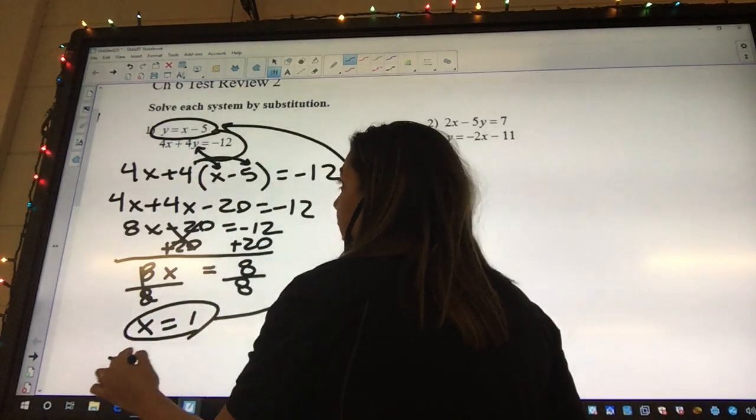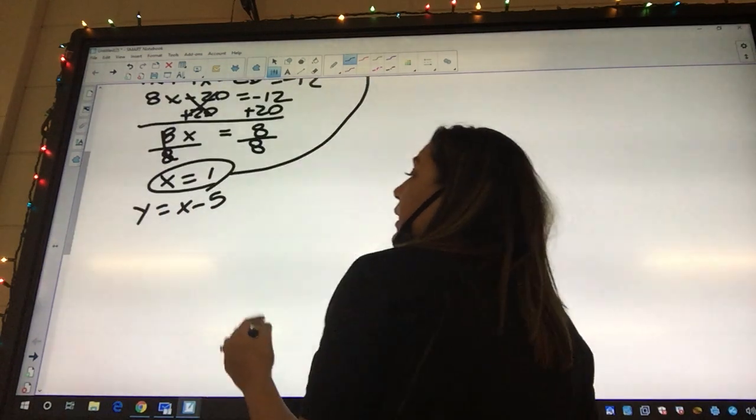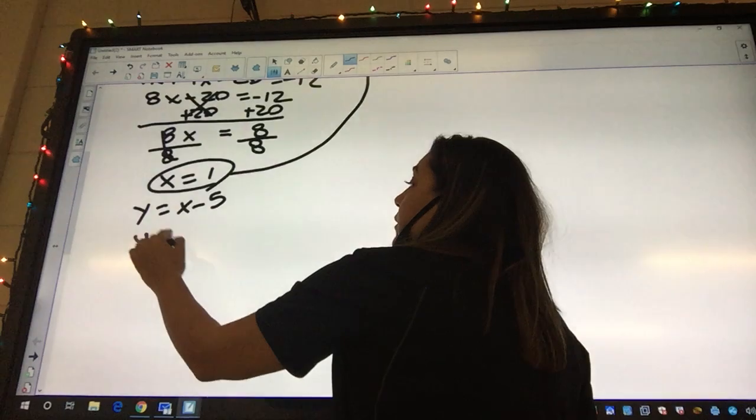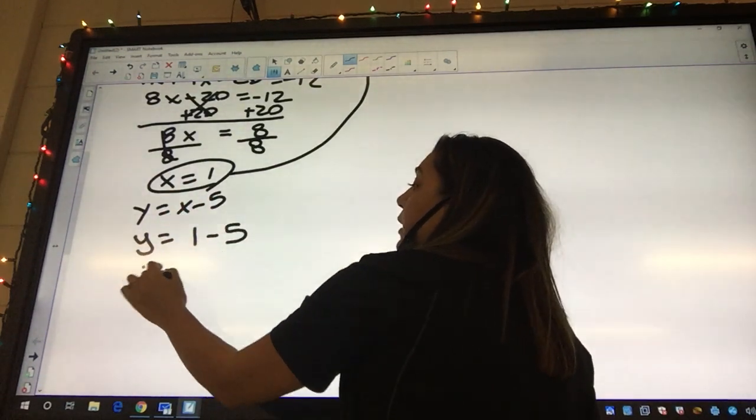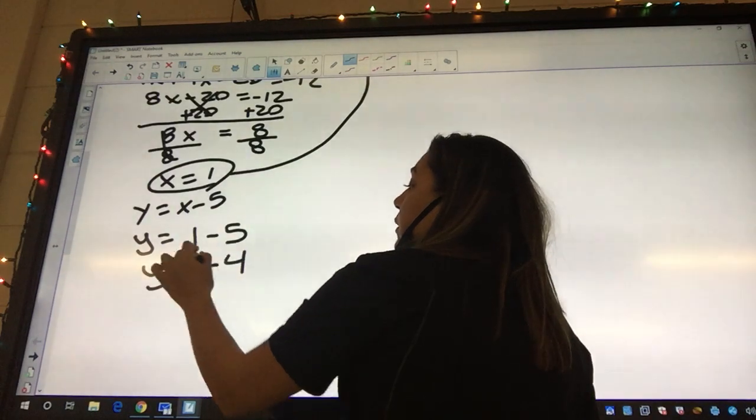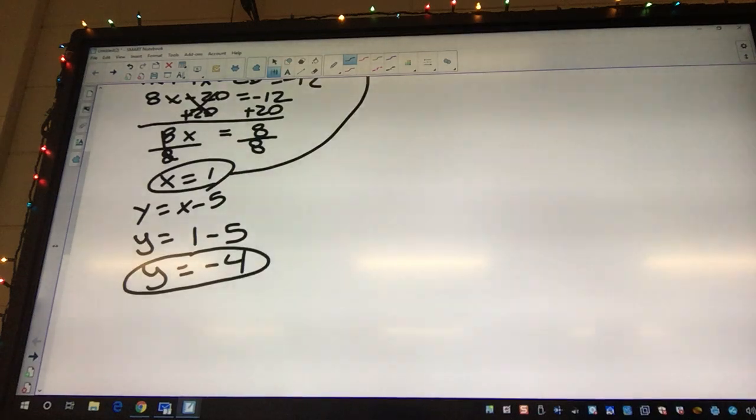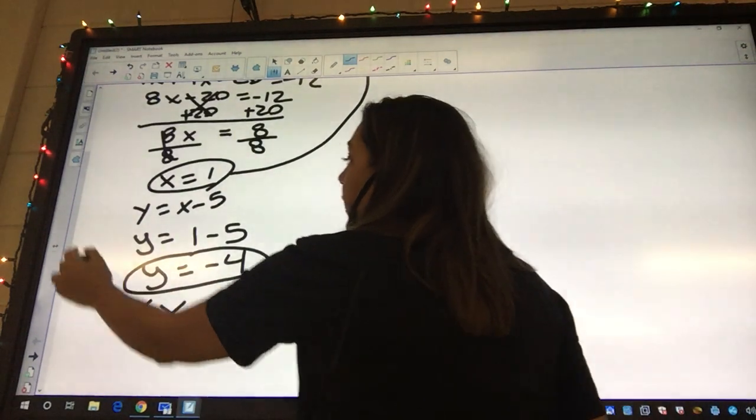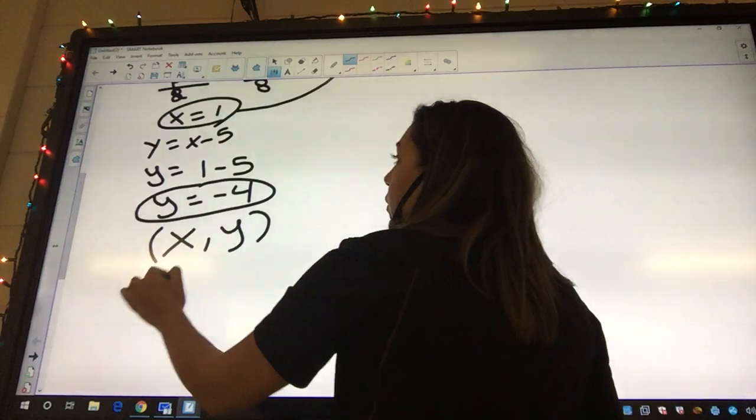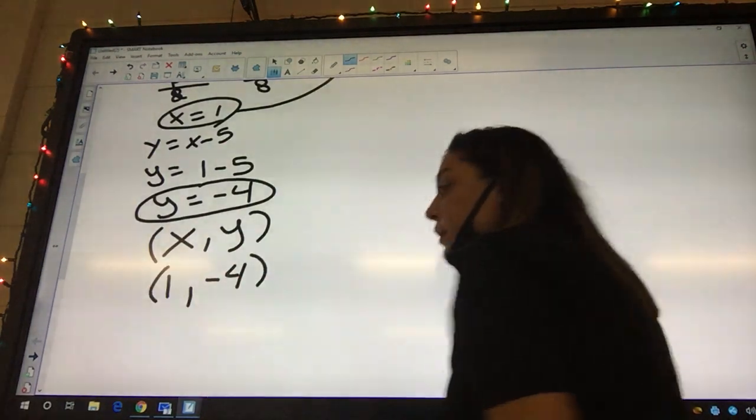So up there I got y equals x minus 5. And so what are we plugging in for x? 1. Everywhere there's an x, we're putting a 1. So it's really going to be 1 minus 5, which is negative 4. Quite a few of you guys are writing the coordinates backwards. Okay? The coordinates go x comma y. So you need to find your x, and that goes first. So it's really 1 comma negative 4 is our actual answer.